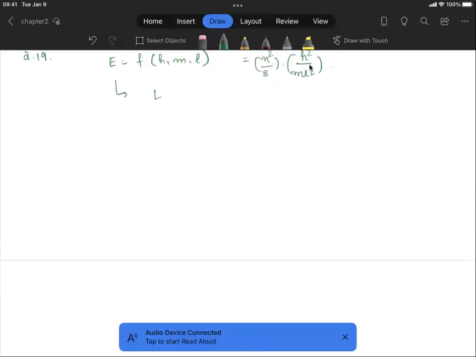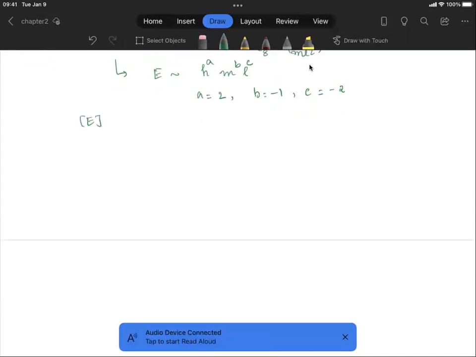let's say energy is some function where it's h to the power a, m to the power b, and l to the power c. We need to prove that the dimensions of energy will only be satisfied when a equals 2, b equals -1, and c equals -2.